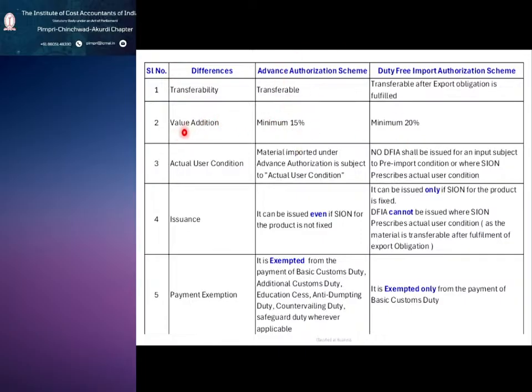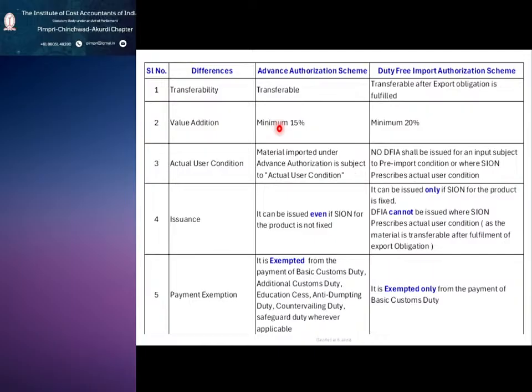Then, value addition. So what is value addition? Minimum 15% here, and minimum 20% there. There is an illustration in our material elsewhere. We will see this, what is value addition.